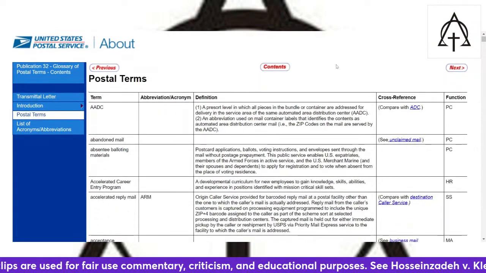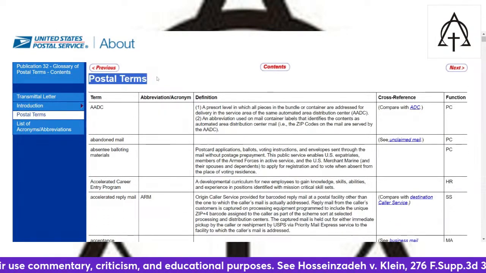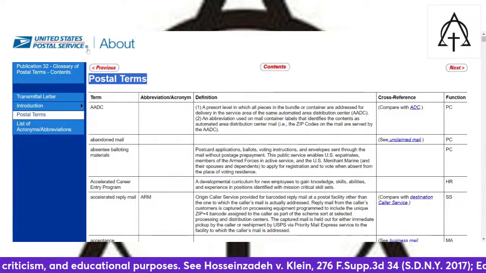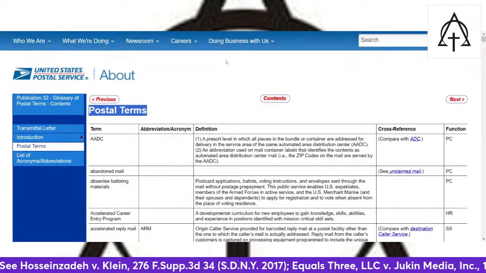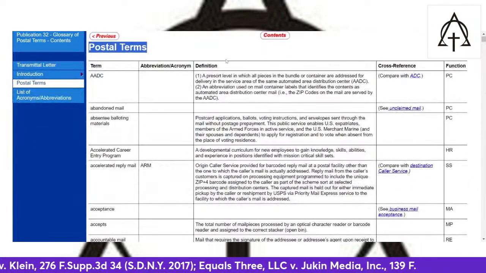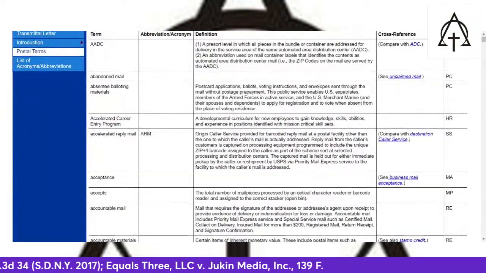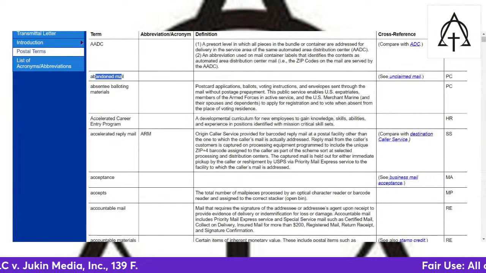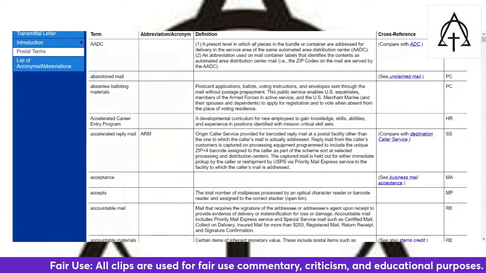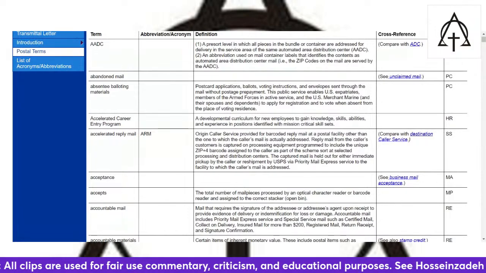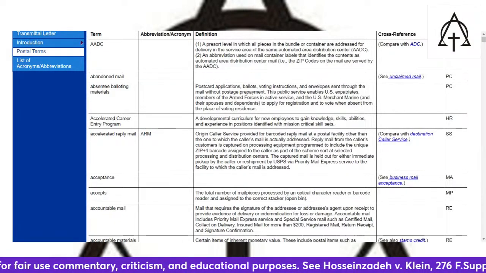And we're going to go over postal terms directly from the United States Postal Service, the registered agent, right from the horse's mouth. Under abandoned mail, a popular term, abandoned mail says unclaimed mail. So any unclaimed commercial transaction is something that's entered into the mail through administrative services.